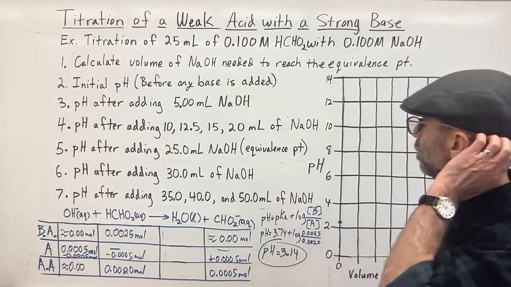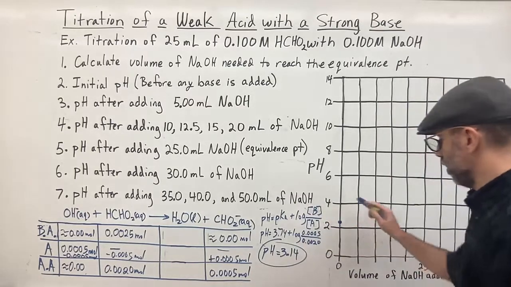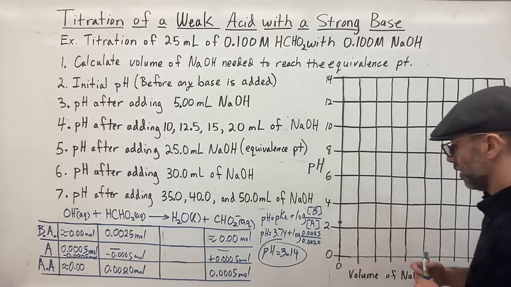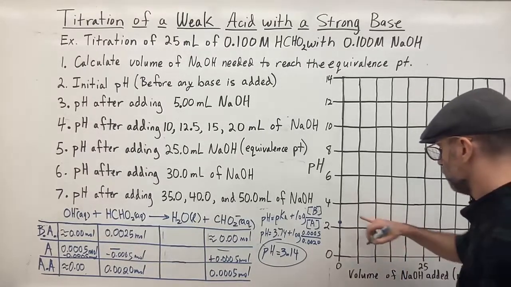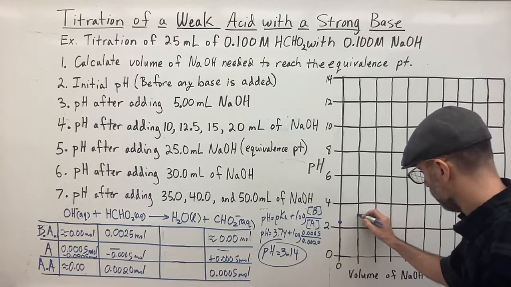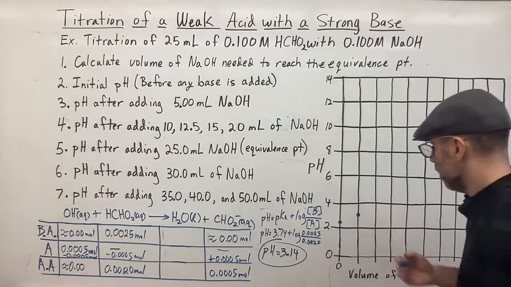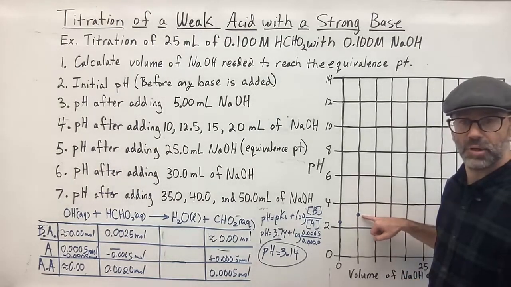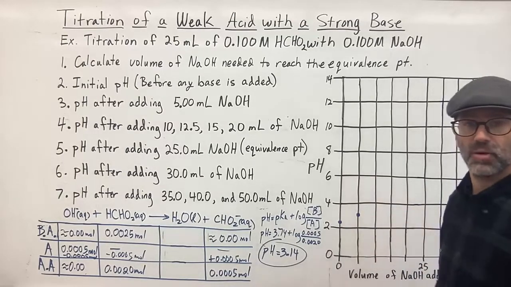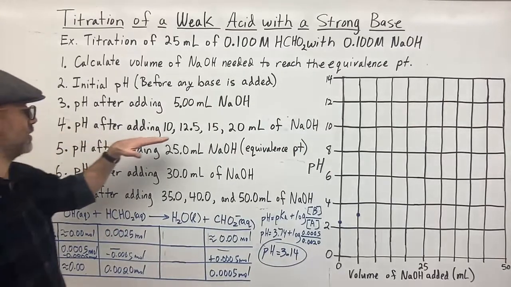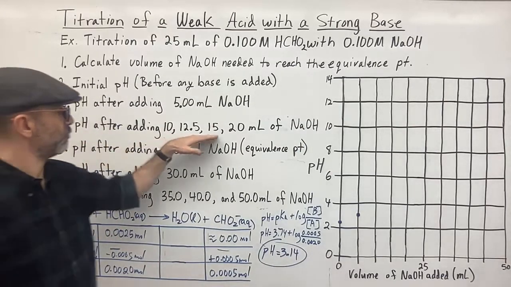And so here we can add this point to our graph. So at this point here, 5 milliliters, we get 3.14. So 3 is about there. So 3.14 is going to be maybe about there, I guess. Close enough. Okay, so there is our 5 milliliter pH. Okay, so what about these other points? So now what about at 10, 12.5, 15, and 20?